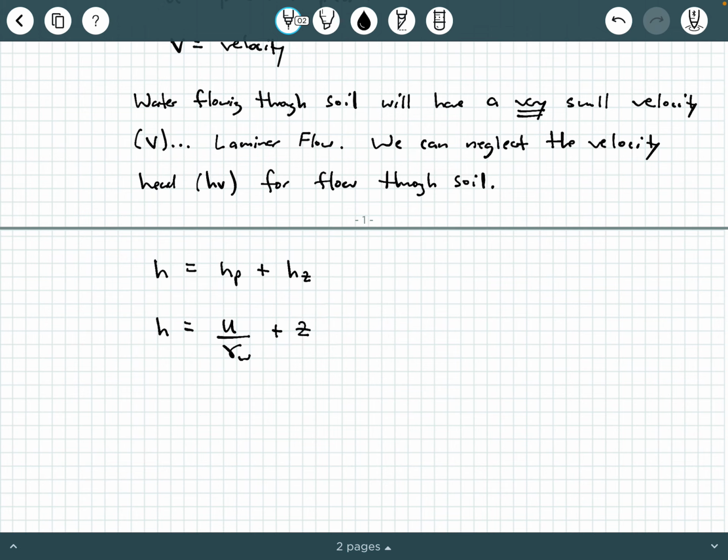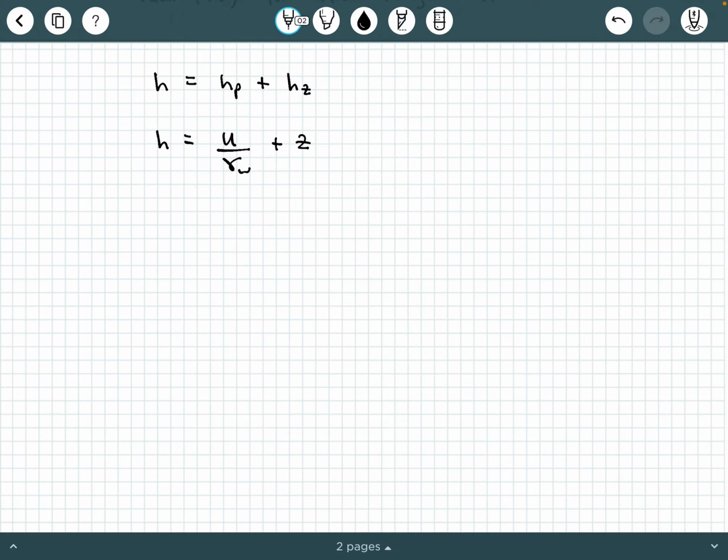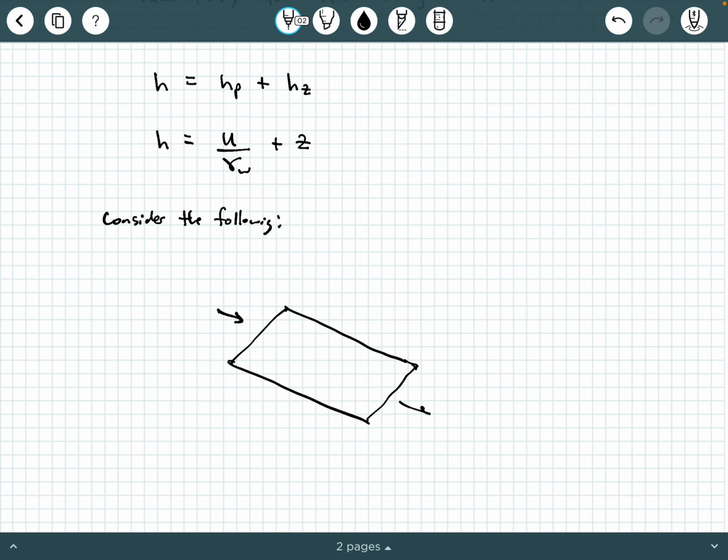Okay, so let's illustrate this for a soil sample. Okay, so consider the following. All right, let's consider that we have a soil sample, and that soil sample can be oriented at some angle like this. And let's say that we have flow going through this soil sample, just like this.